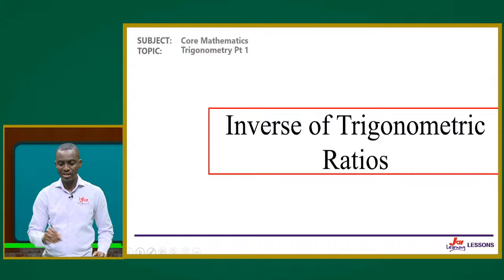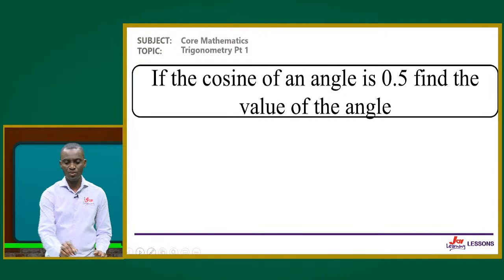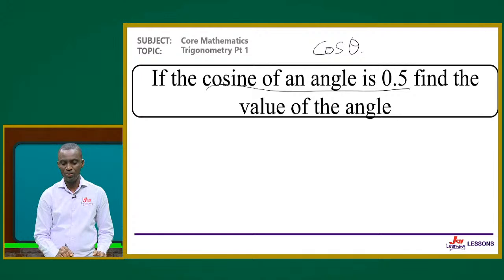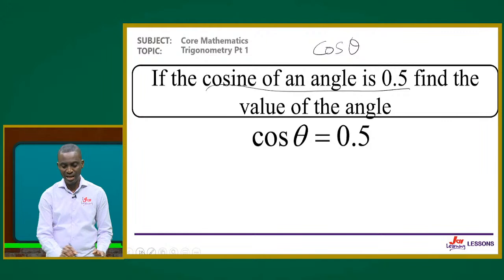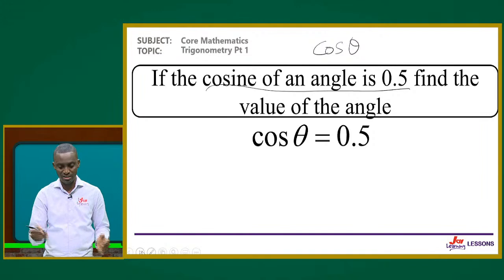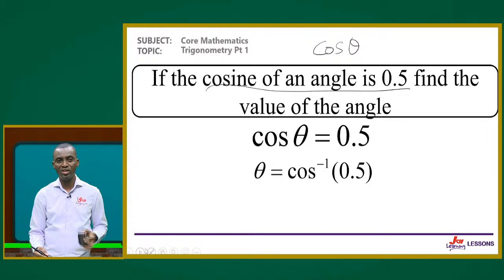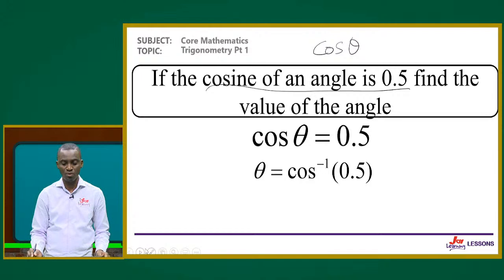Inverse of trig ratios. If the cosine of a particular angle is equal to 0.5, how do I know the value of the angle? To find the value of the angle, I'm going to do what we call cos inverse. And so I'll take the cos inverse of 0.5. On your calculator, you can do your cos inverse. All you need to do is press shift or second function, and then you press the cos. It will give you the symbol cos inverse like this.